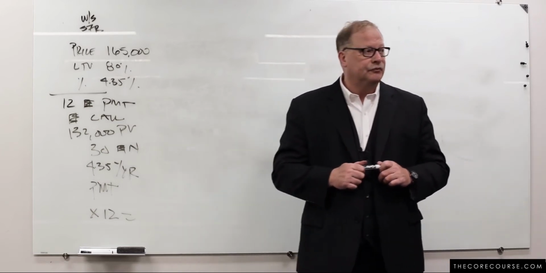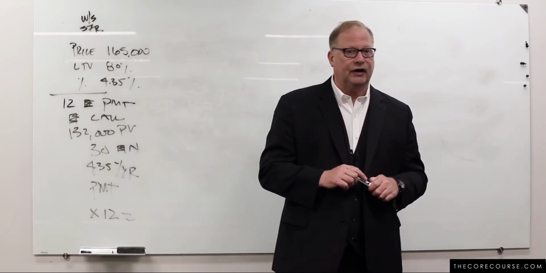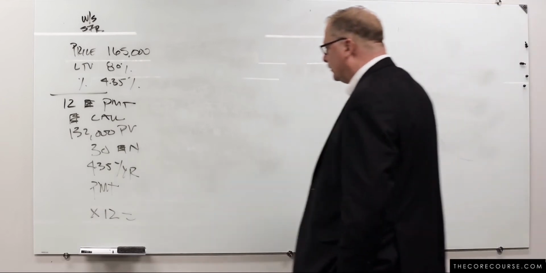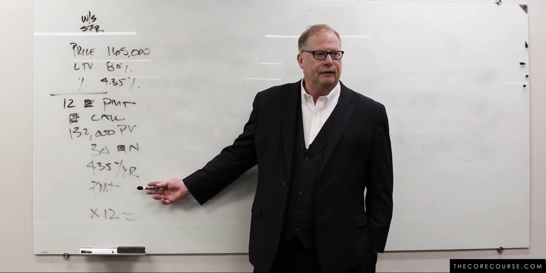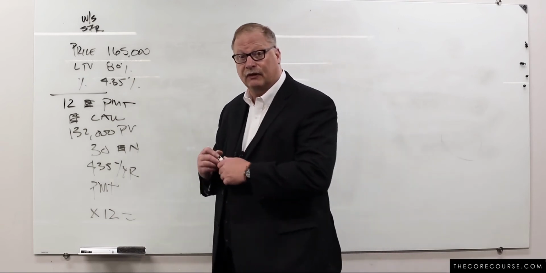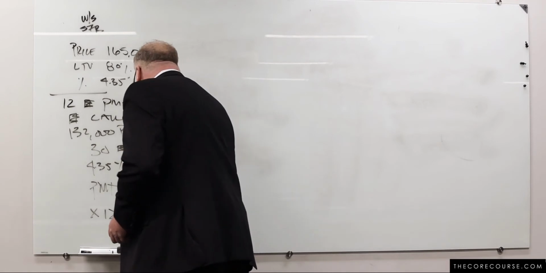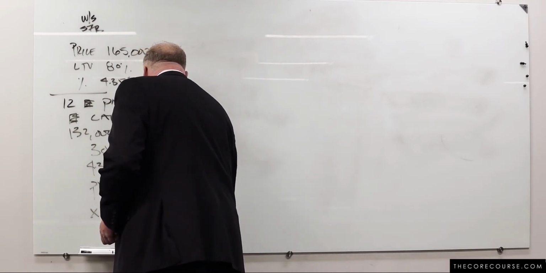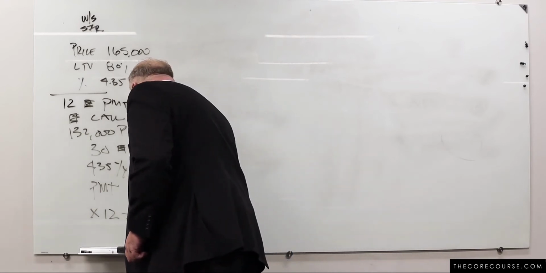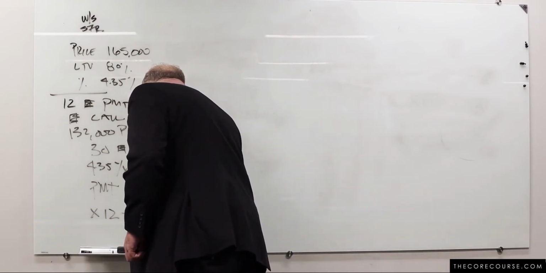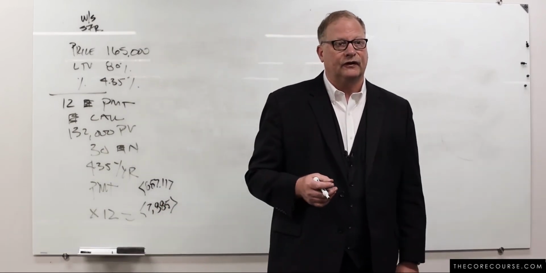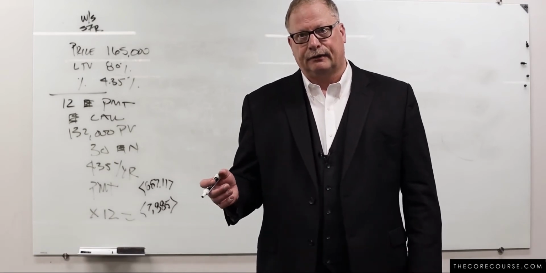Sorry, how did we get 132? It's 80% of 165. Okay. Who's got a monthly payment? 657.11. Okay. And annual debt service? 7885. Okay, perfect. Okay, so before I go to the next step, any questions on that?